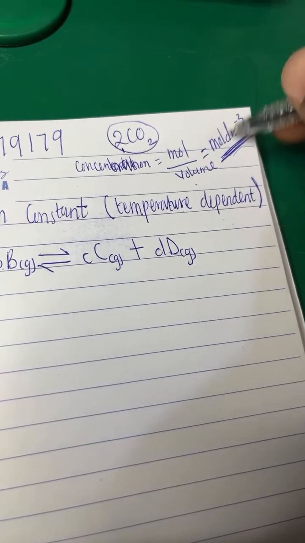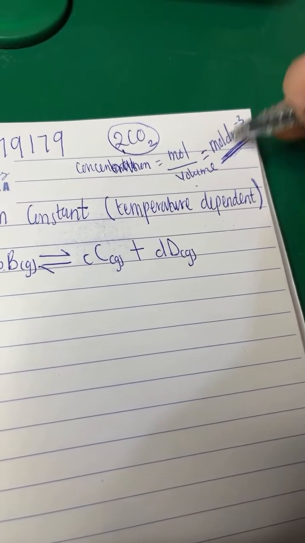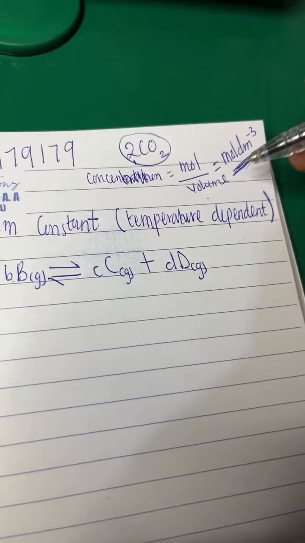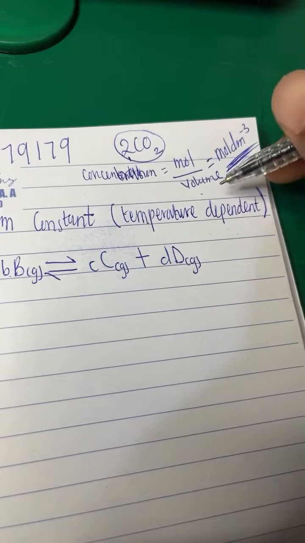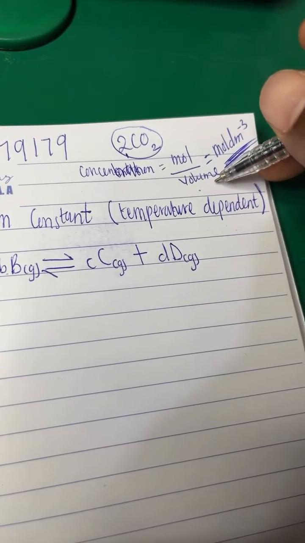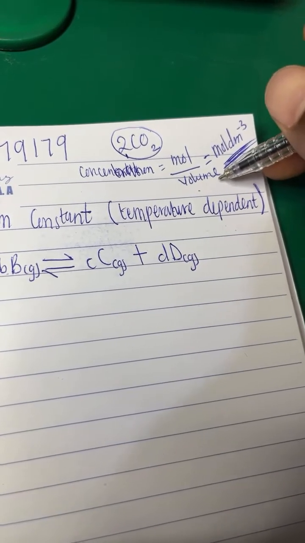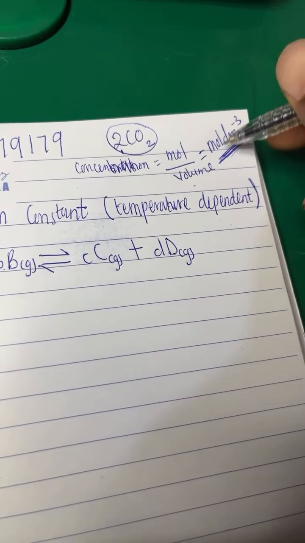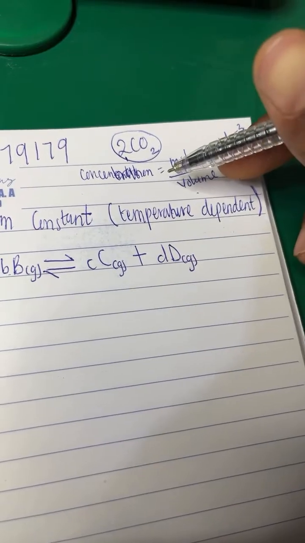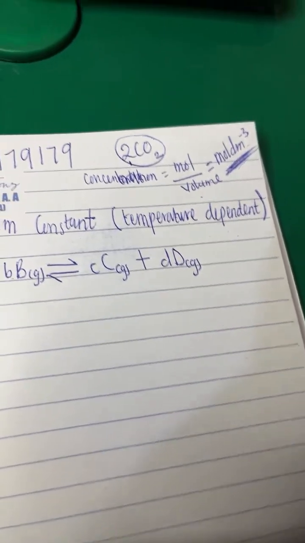Have you people read solubility at all? You people need to know this formula: mole over volume, and the unit is mole per dm cube. You know that the unit of volume is dm cube, which is liter, and this is over, so that's why it's having per. So mole per dm cube, that is the unit of concentration.